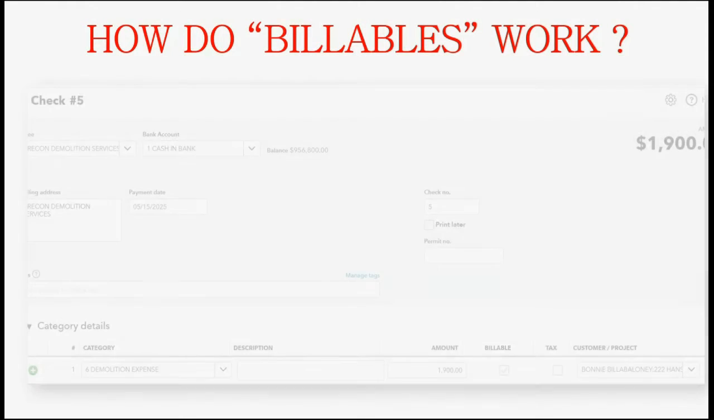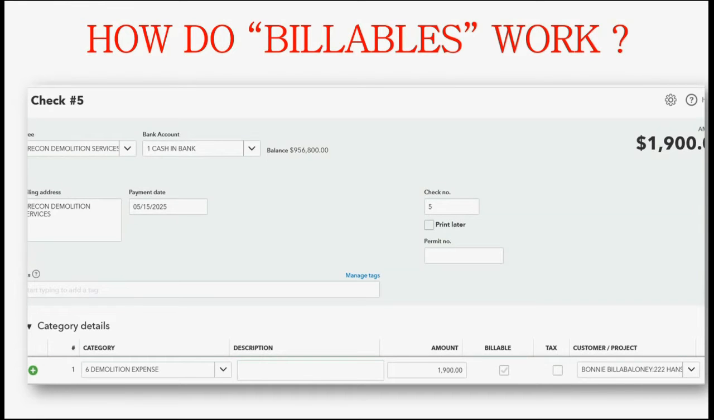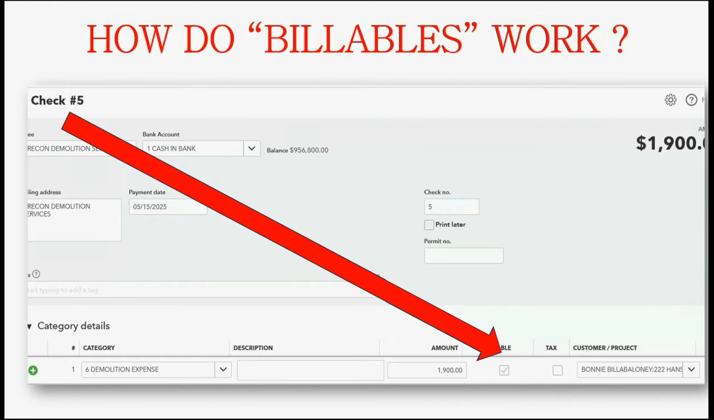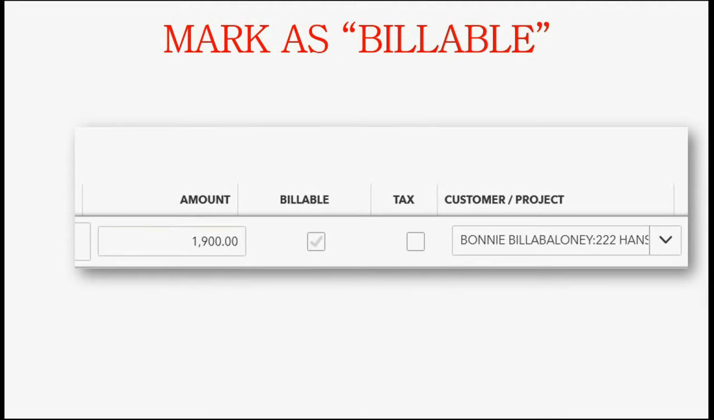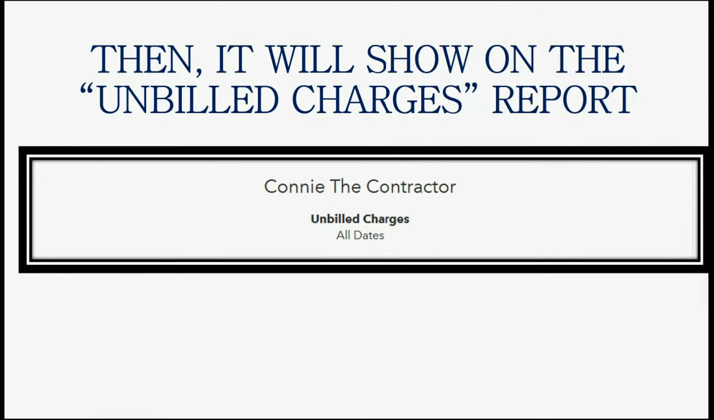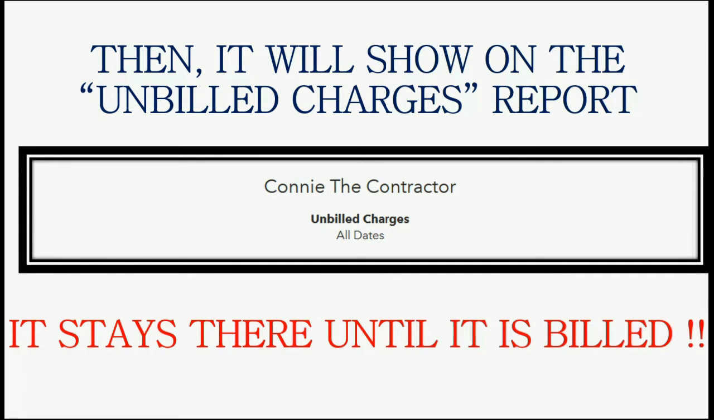So exactly how do billables work? Well, once you record a check or an expense or a bill from a vendor, you have to click the check mark in the bottom right that says Billable. It appears right next to the customer or project that you're actually billing. And if you click that check mark and save the transaction, then that item will immediately show up on the unbilled charges report. And it will stay on that very special report until it is actually billed to the client.